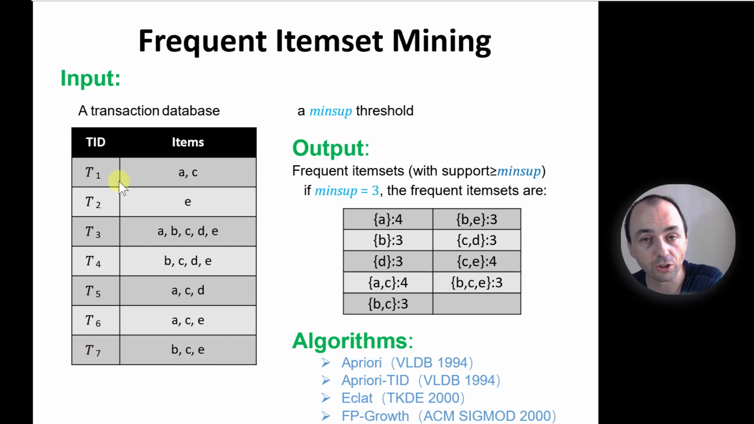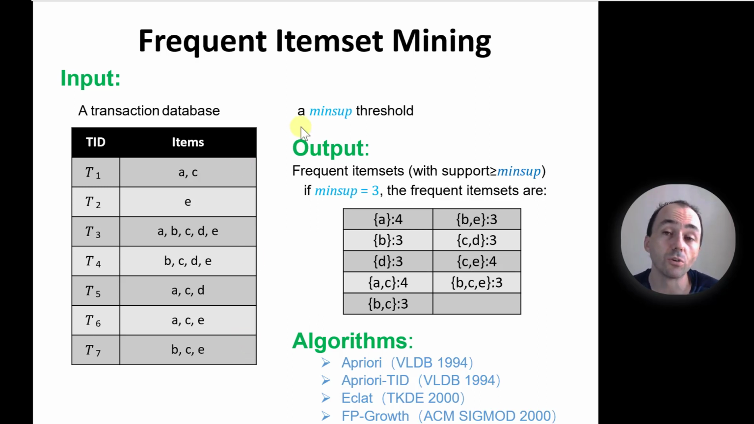The first transaction is AC, like apple and cake. Transaction 2 means someone bought the E, the eggs, for example, the item E. Transaction 3 is items A, B, C, D, E. That means like apple, bread, cake, dates, and eggs, for example. So we have a database like this about shopping.